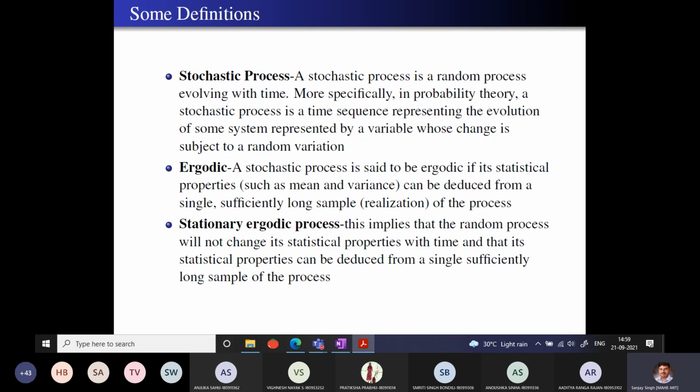From that, whatever statistical property you want to find, mean and variance, etc., you find that it's not changing with time. If the statistical property does not change with time, such an ergodic process is called a stationary ergodic process. Now these three themes will come quite often in the rest of the class: stochastic, ergodic, and stationary ergodic. So be very careful about it and try to understand. If there is any confusion, let me know.